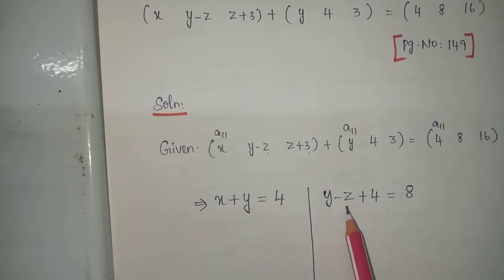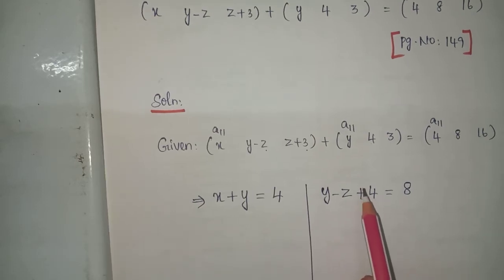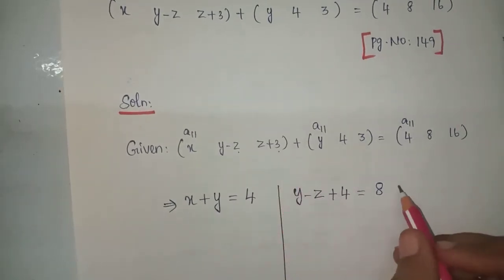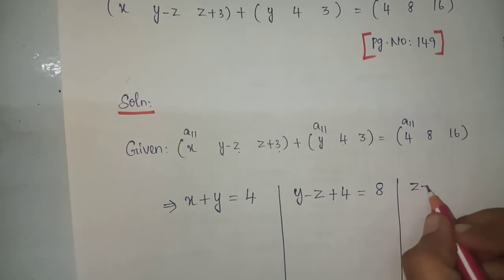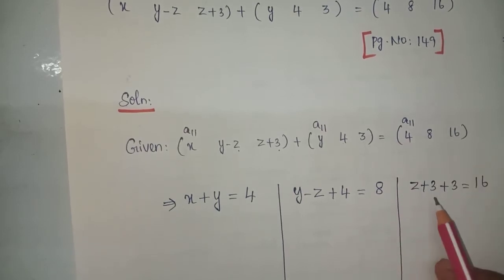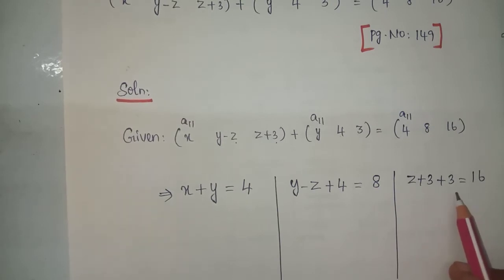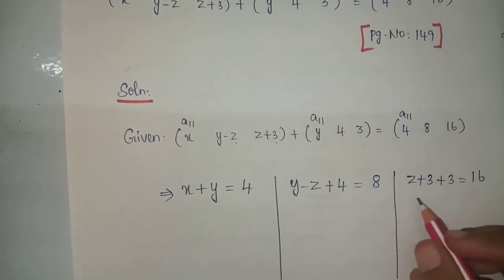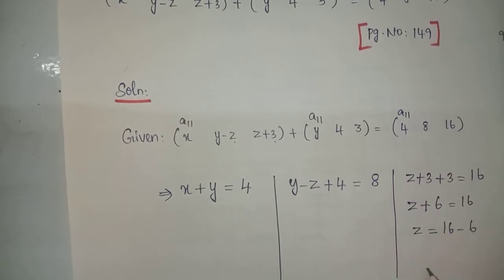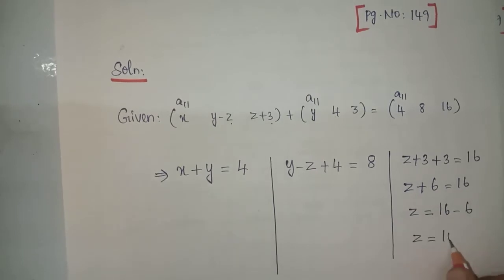If you know the value of y, only then can you find the value of x. If you know the value of one of them, that is y or z, then only can you find the other variable. So the only possibility is first to equate the A13 position, that is z plus 3 is equal to 16. If you equate this, you can easily find the value of z. So z plus 6 is equal to 16. Z is equal to 16 minus 6. So the value of z is equal to 10.